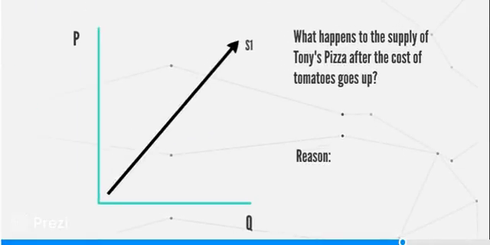All right, here we go. Back to Tony's Pizza. What happens to the supply of Tony's Pizza after the cost of tomatoes goes up? I'll give you a second to graph that out on your note sheet. Hopefully you wrote down that after the cost of tomatoes goes up, the supply of Tony's Pizza is going to lower to the left.